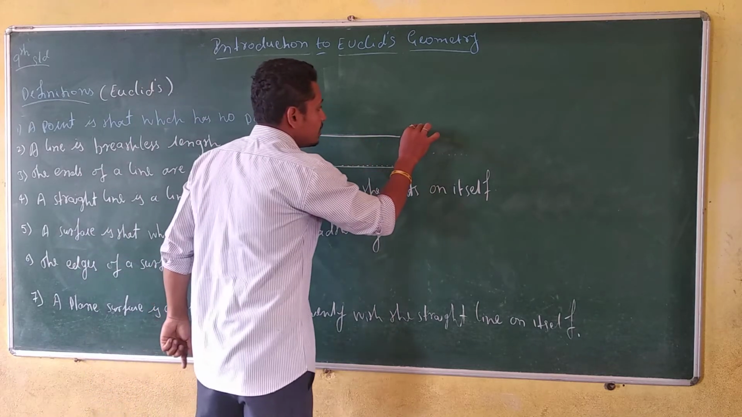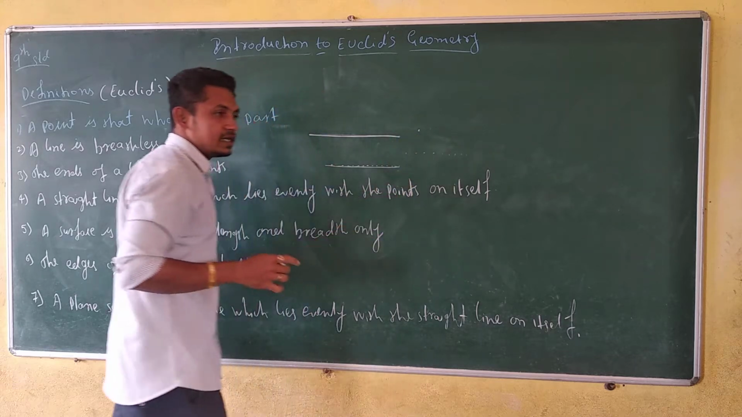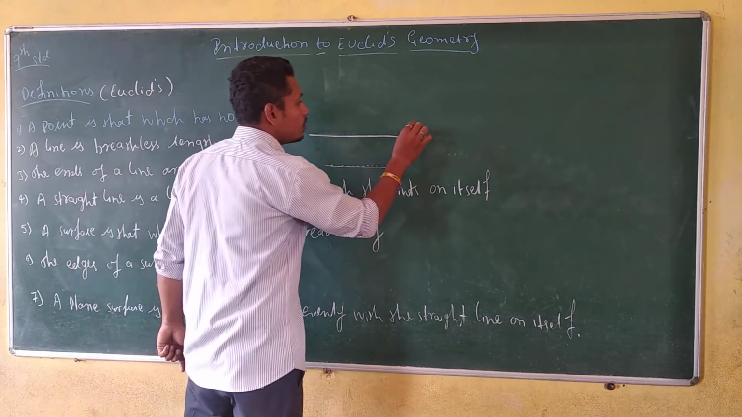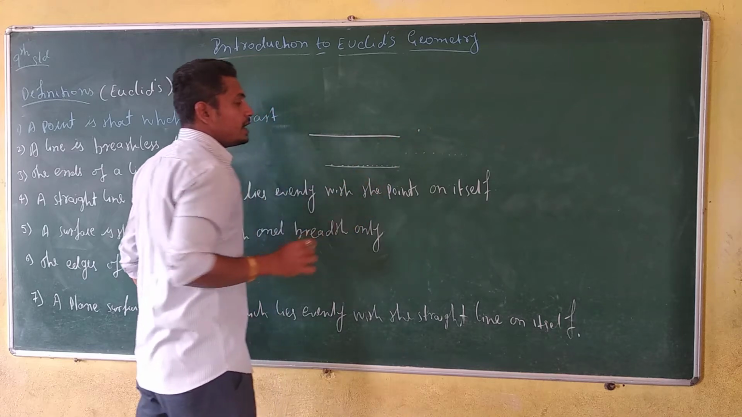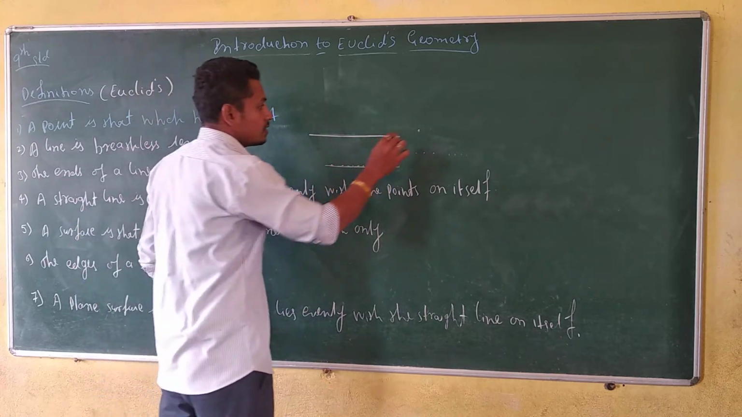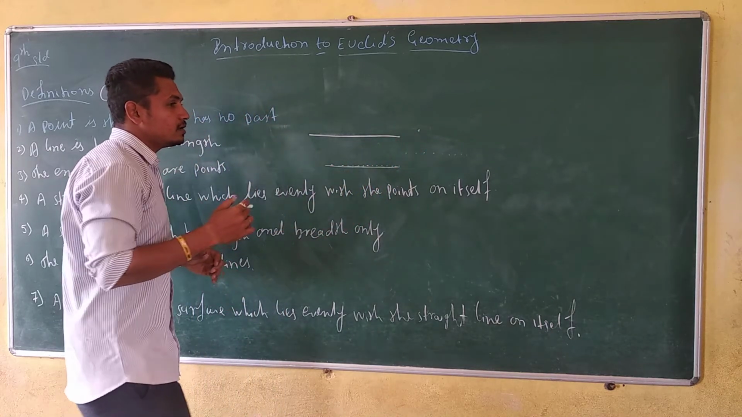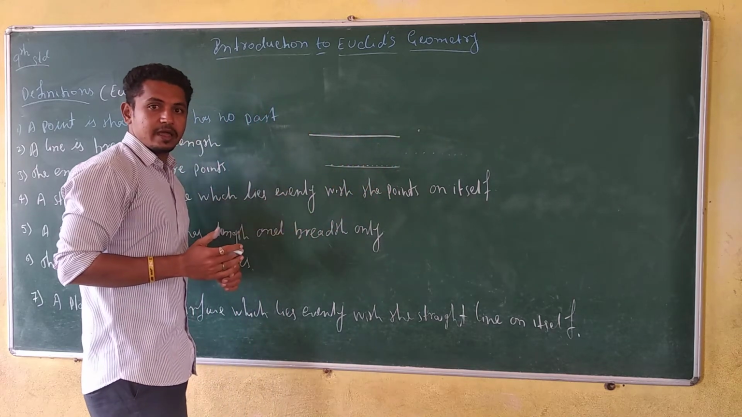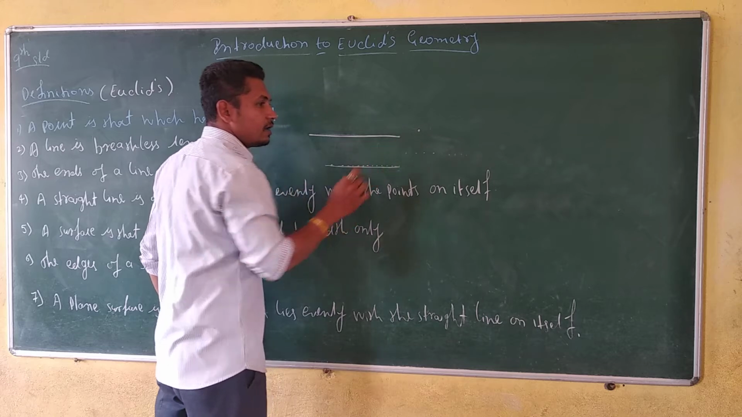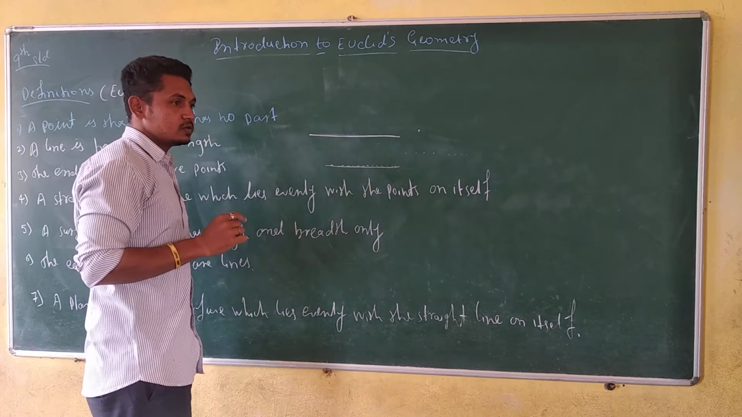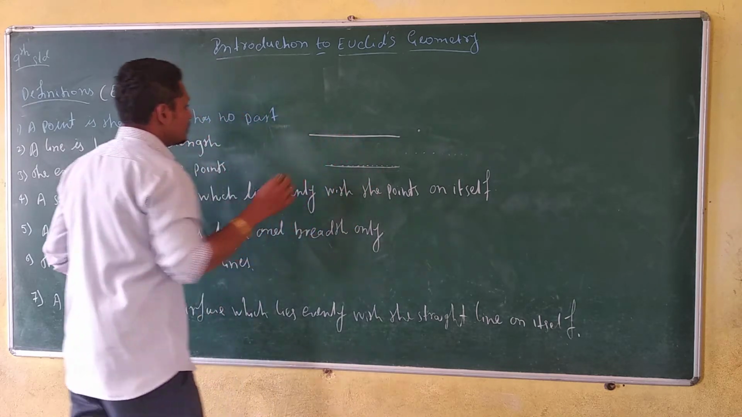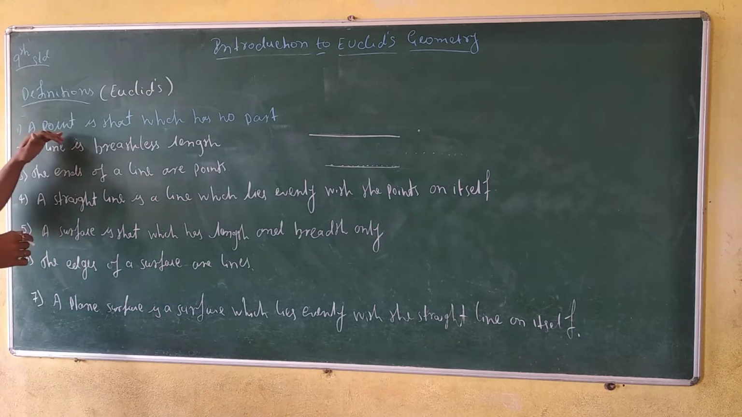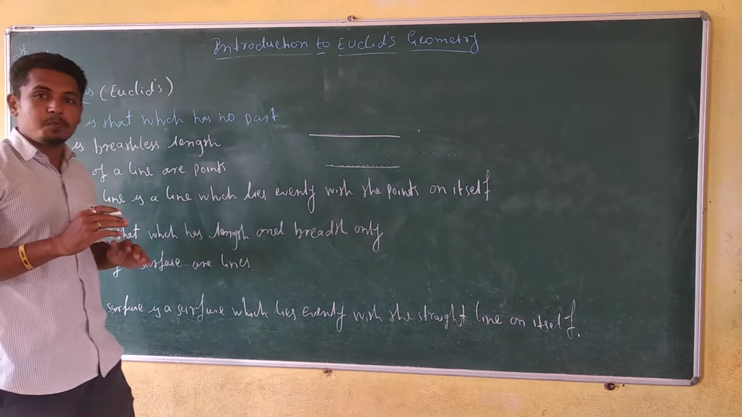So here this one point is considered a single point. It is a very small thing, so we can't divide or cut this point. It is always a whole, one point. So we call it a point is that which has no part.